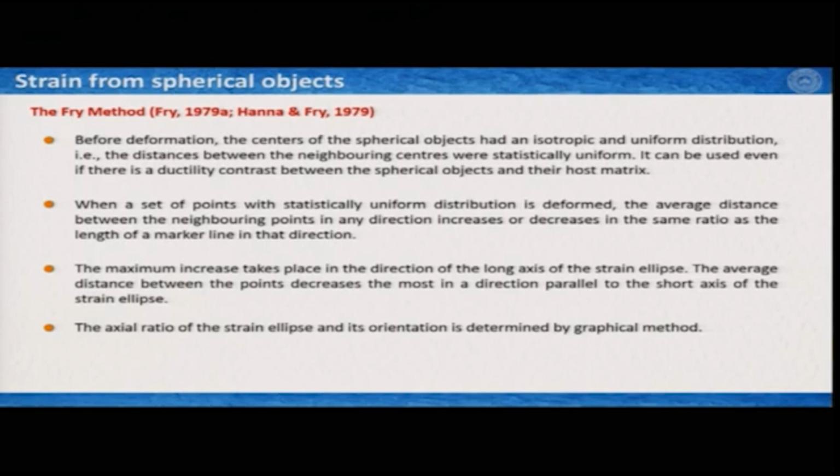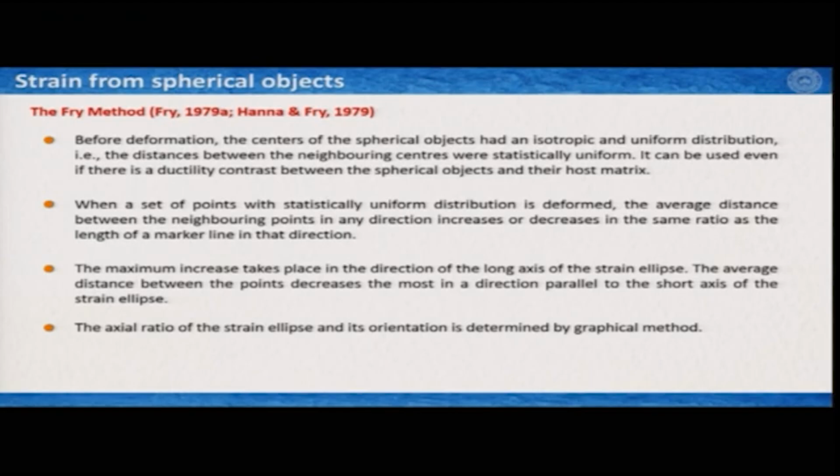The second point is, when a set of points with statistically uniform distribution is deformed, the average distance between the neighboring points in any direction increases or decreases in the same ratio as the length of the marker line in that direction. The maximum increase takes place in the direction of the long axis, that is obvious, of the strain ellipse, and the average distance between the points decreases the most in a direction parallel to the short axis of the strain ellipse.